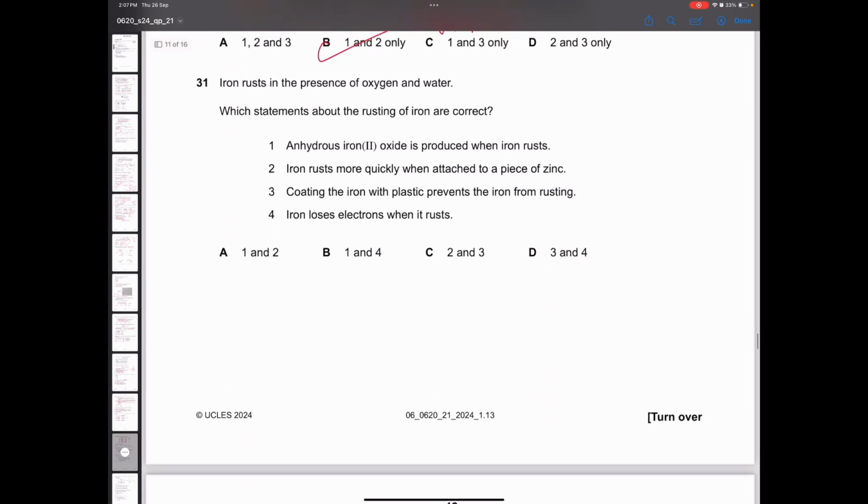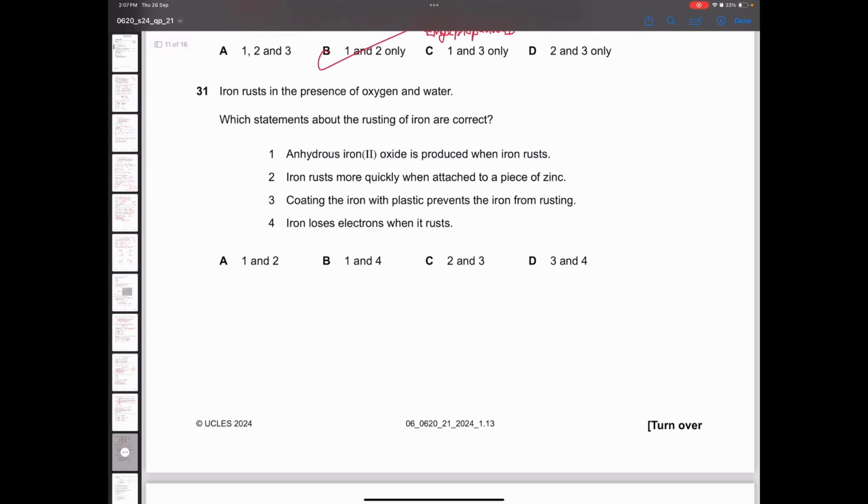Next question. Iron rusts in the presence of oxygen and water. Alright, we are aware of this. Anhydrous iron oxide is formed. No. What is this logic? First you are saying iron rusts in the presence of oxygen and water, which means when it becomes hydrated, then it is the rusted form. So this is incorrect. Iron rusts more quickly when attached to a piece of zinc. No. When you attach zinc to it, it is for protection of iron. So it delays the process, not more quickly. Statement 2 is incorrect.